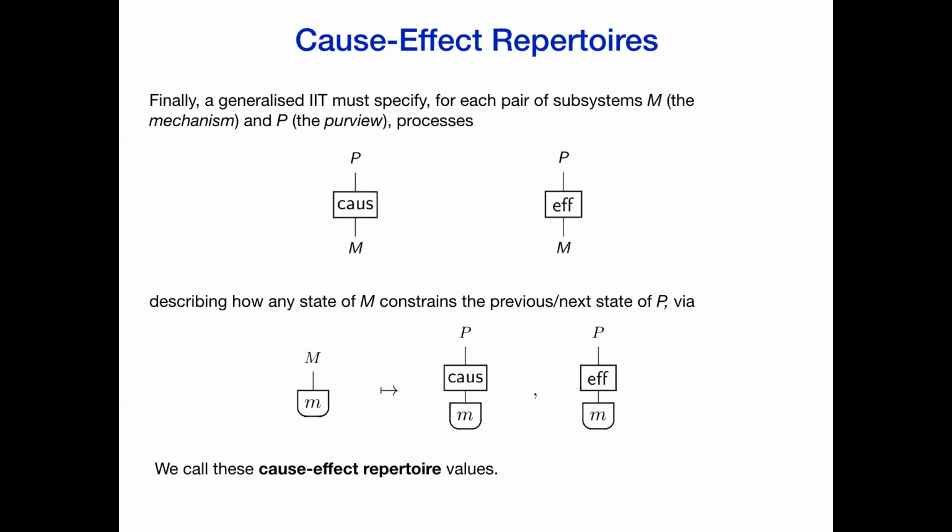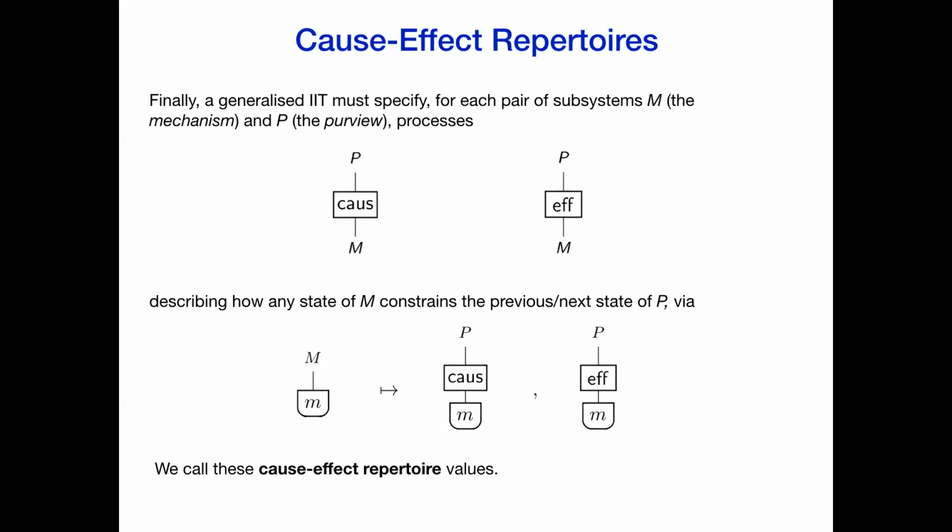But basically what you need to do is, for each system and each one of these pairs of subsystems, M and P, you need to have some processes between them which tell you how they causally constrain each other. That was the idea of these repertoires. So to define a generalized IIT, you give this class of systems, and then you give one process for each M and P of a system, so each subsystem. There should be something called cause, which tells you how M causally affects P, and F, which tells you how it affects it. So cause is the previous time step, and F is the next one.